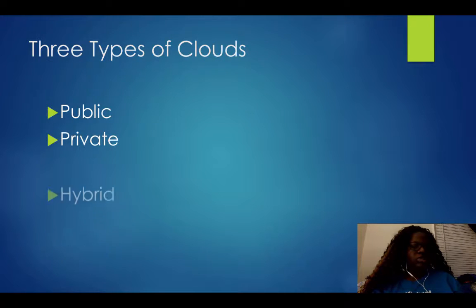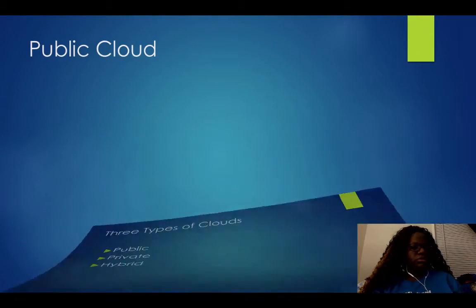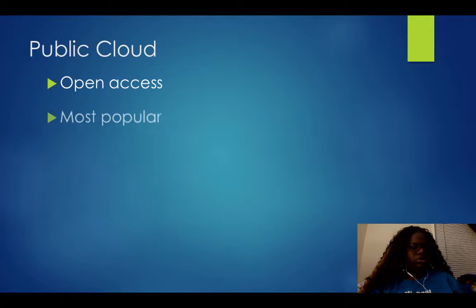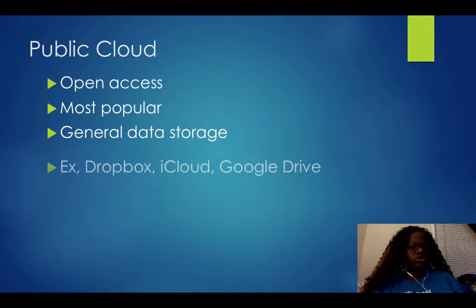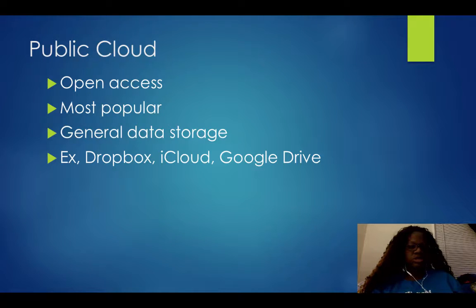There are three types of clouds: public, private, and hybrid. Each cloud serves a different purpose depending on the type of business or organization and its needs. The public cloud is one of the most popular clouds due to its open to anyone availability. Anyone can have or create their own cloud using only the parts that they need. Dropbox, iCloud, and Google Drive are examples of public clouds.